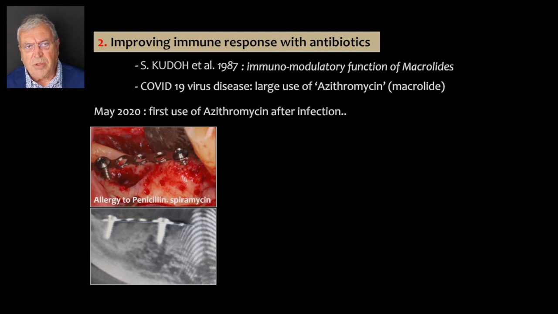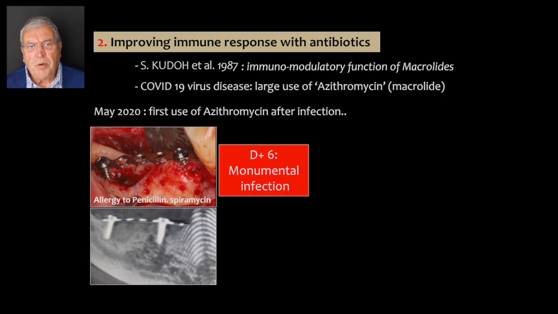Fortunately, just after the lockdown, a first case came. A patient allergic to penicillin, candidate for a vertical bone augmentation. Then the surgeon replaced the amoxicillin by spiramycin because he was allergic, but the preparation was not very good. And the patient came after 6 days with a monumental infection. Pus, pain, swelling.